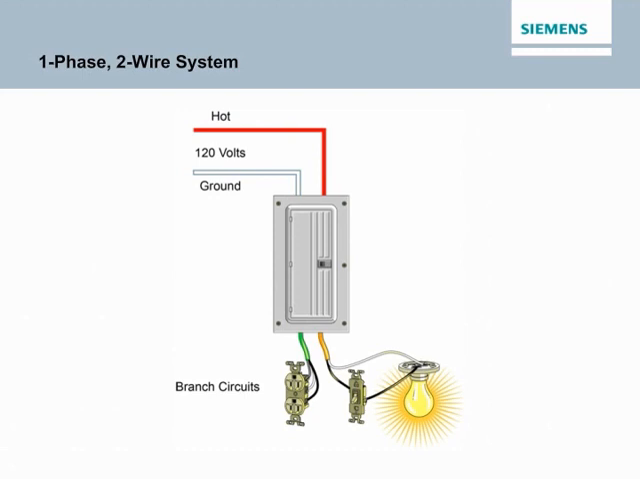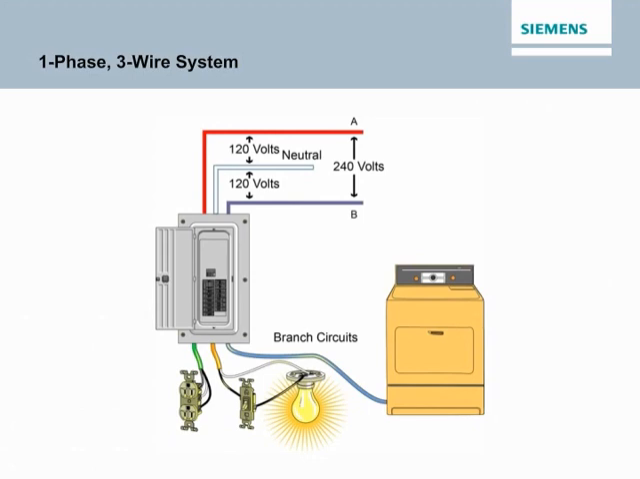Homes built prior to 1936, especially in rural areas, used a 2-wire supply system. This system provided 120 volts between a hot conductor and a grounded conductor. A 2-wire system is usually inadequate for today's residential electrical demands and is not allowed for new construction. The most common supply system used in residential applications today is a 1-phase 3-wire supply system. This system provides 240 volts from the A phase connection to the B phase connection and 120 volts between either the A or B phase connection and neutral.